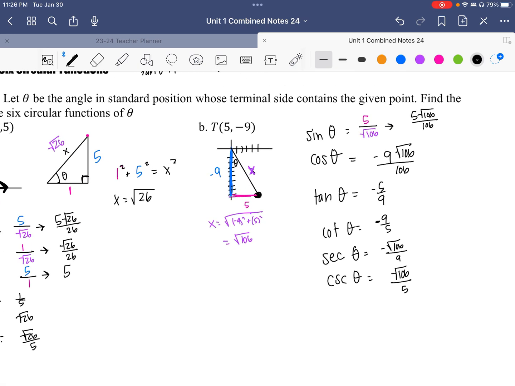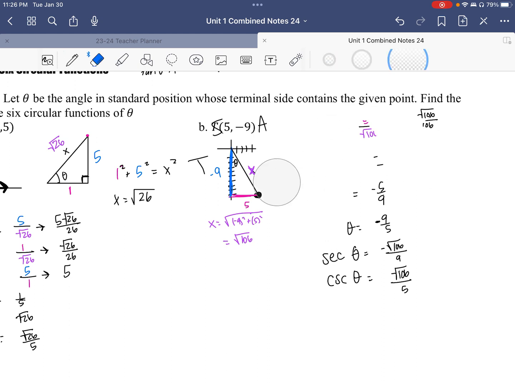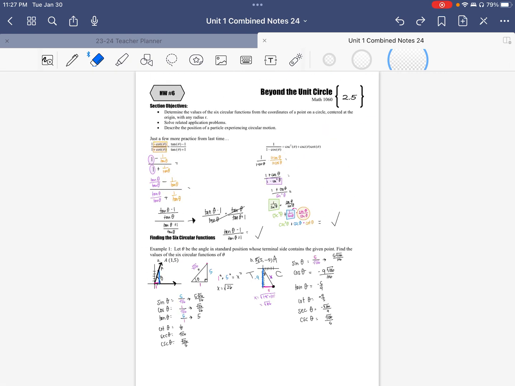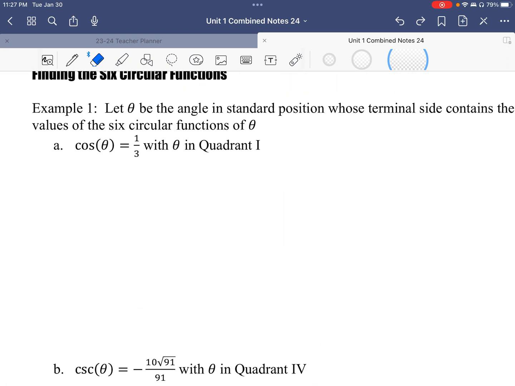Okay, I do want you to notice which ones are positive and negatives. We are in the fourth quadrant, which means the only thing that should be positive here is cosine, which worries me because I have it as sine being the positive one. I will make sure that this is updated when I post the notes, because I'm not sold on that being a correct answer. So I'll get back to you guys on that one. So, here we go.